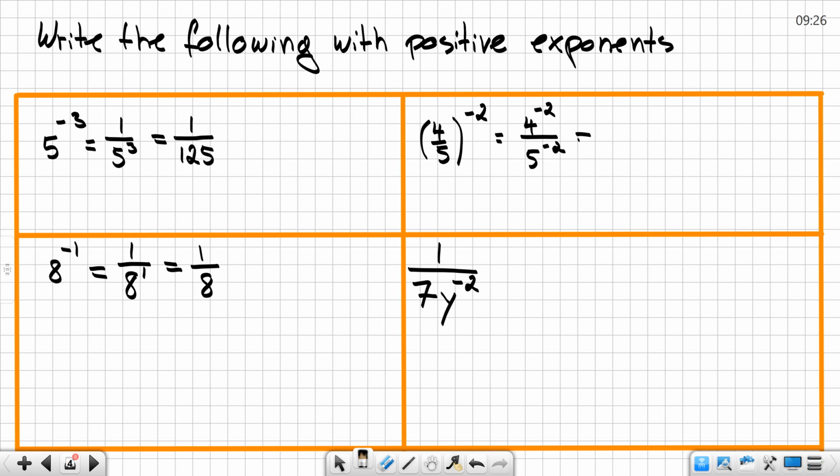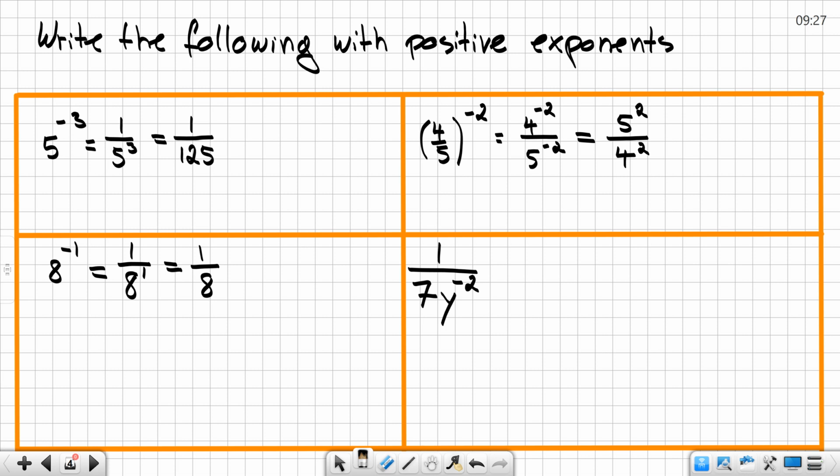All right, now I'm using my rules for negative exponents, and that means the 4 raised to the negative second moves down. It becomes 4 raised to the positive second. And the 5 to the negative second in the denominator moves up. It becomes 5 raised to the positive second.